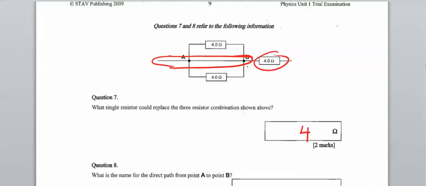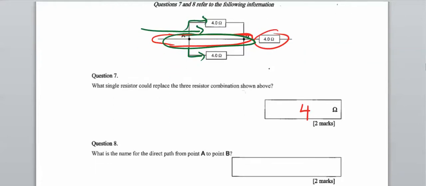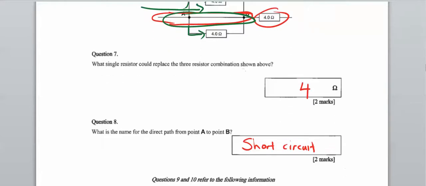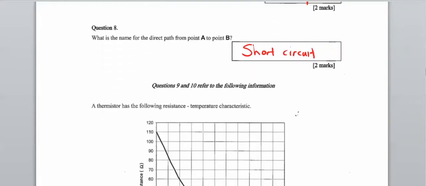Because quite clearly electricity is going to take this path. There might be some electrons going through here, but virtually none, so it'll be a negligible amount. So it's still going to go through here. So 4 ohms. What is the name of the direct path from A to B? Well, I guess you'd say short circuit. Path of no resistance.